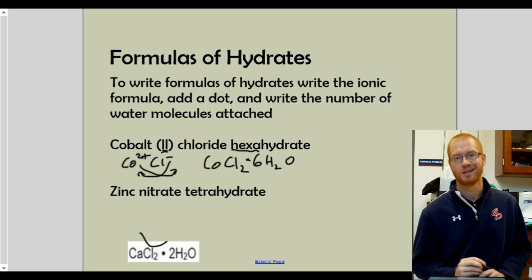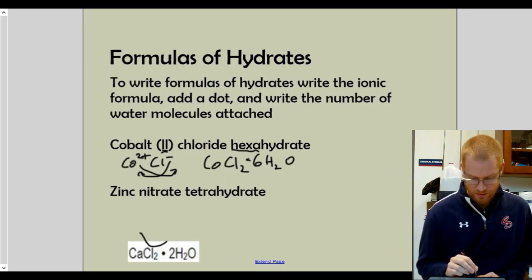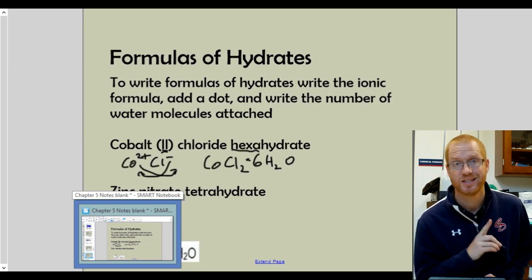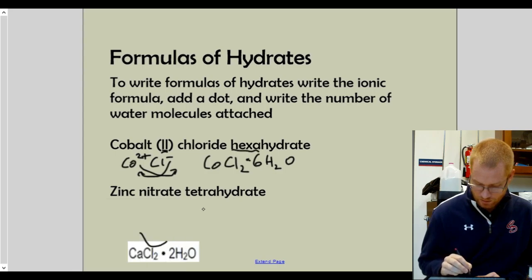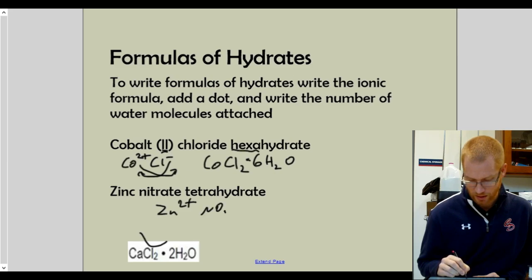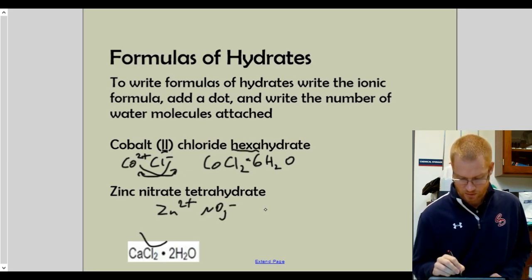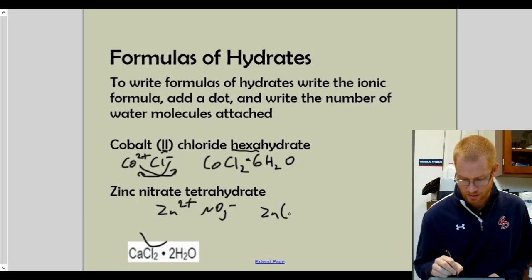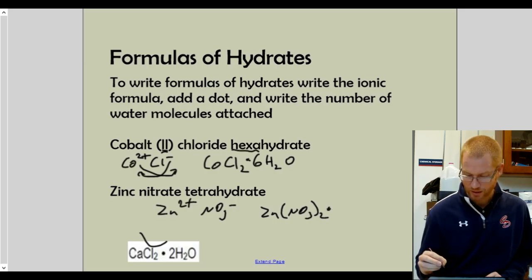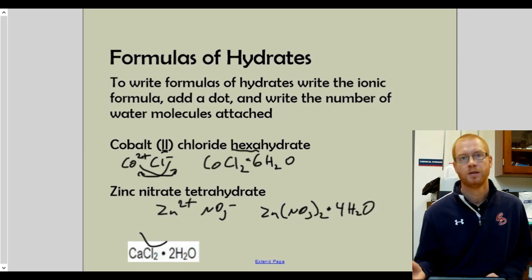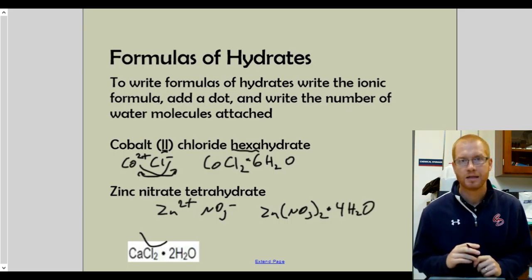Cobalt 2 chloride hexahydrate. Zinc nitrate. Now, zinc's a transition metal, but remember, zinc is one of those exceptions that is always the same charge. So zinc is 2 plus, nitrate, NO3 minus. So our formula there is Zn(NO3)2, and then tetrahydrate, so we've got 4 H2O. So again, if you can do type 1 and 2, you're just tacking on an ending to it.